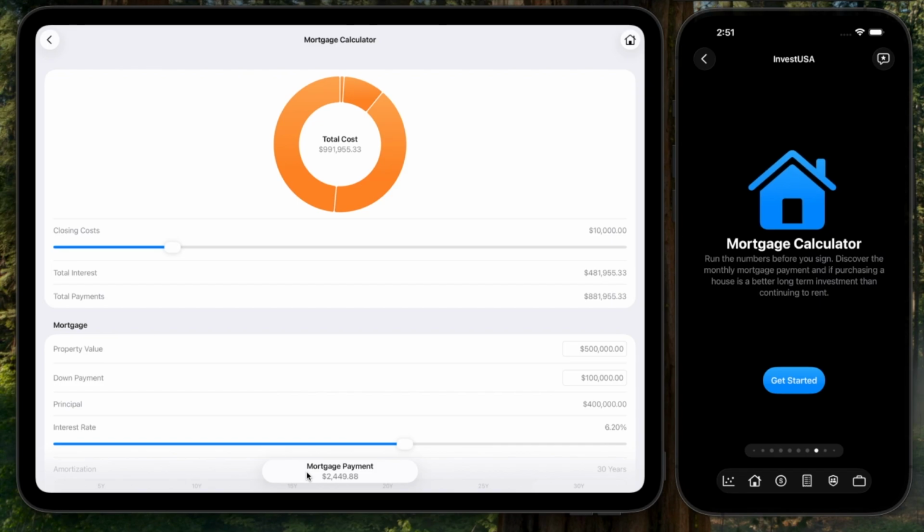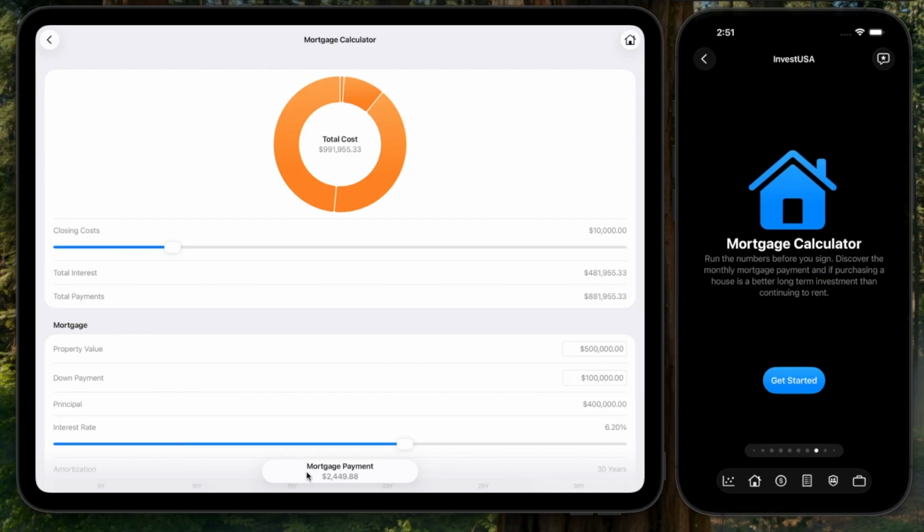The pie chart that we're looking at right now shows the entire cost of your house over your lifetime. What's included in here is your closing costs, your down payment, the amount of principal you pay, and the amount of interest you're going to pay. In this example, the total cost of the house is going to be just under $1 million by the time you pay it off.